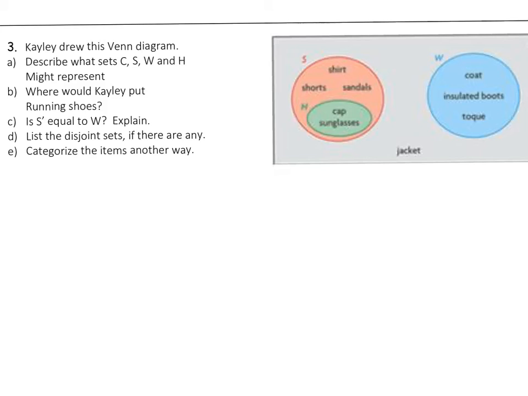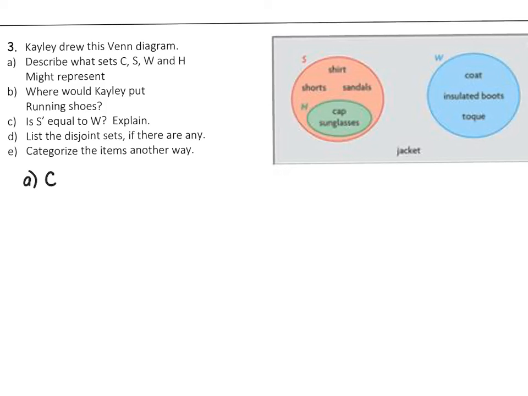So this is a Venn diagram without numbers, but just you can see that we can do one like that. It says to describe the sets C, S, W, and H and what they might represent. So if we look at our Venn diagram over here, you can see that in S I have shirt, shorts, and sandals. H is cap and glasses, W is coat, insulated boots, and a toque, and then I have the jacket on the outside here. So what might C, S, W, and H represent?